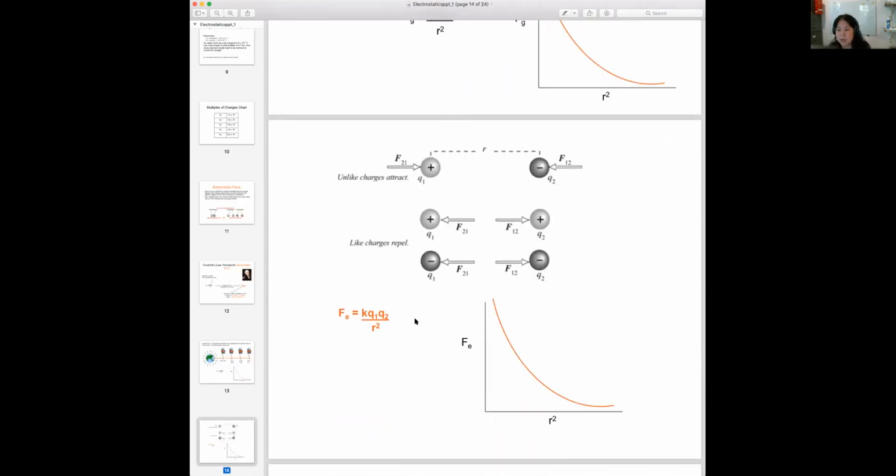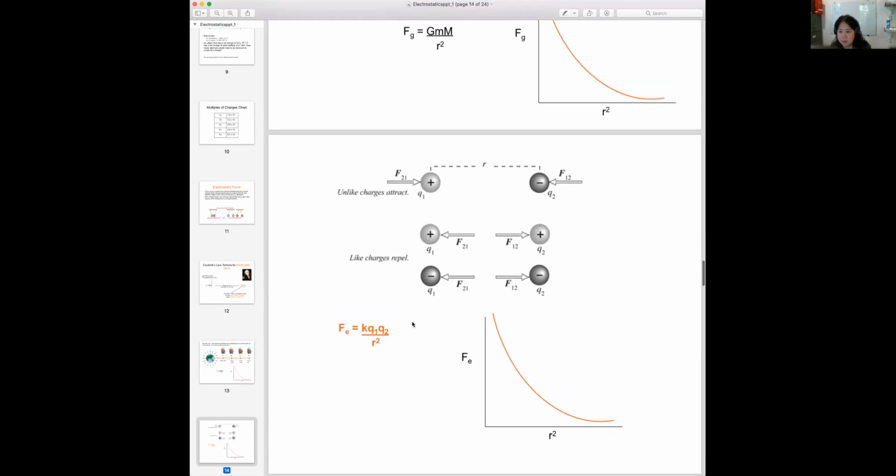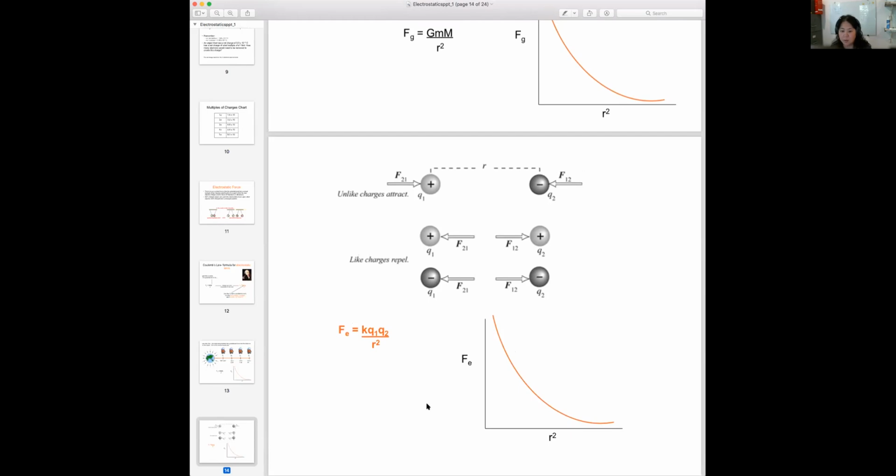Here, you see it. And then you have a plus and minus, attractive, plus and plus, repulsive. And when you draw the relationship between distance and electric force, it decreases just like the gravitational force, 1/r squared. Very similar.